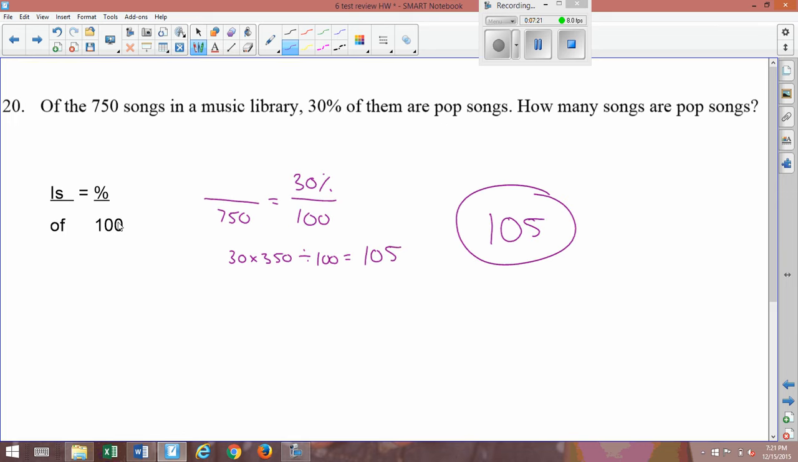Of the 750 songs in a music library, 30% of them are pop. How many songs are pop? You're finding 30% of 750. Crisscross divide, you end up with 105.